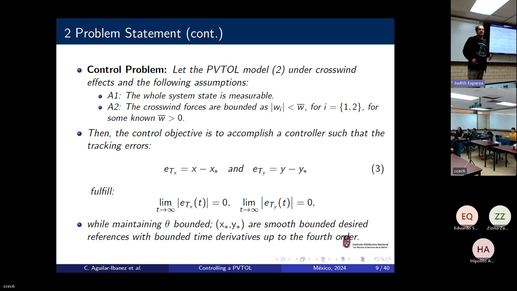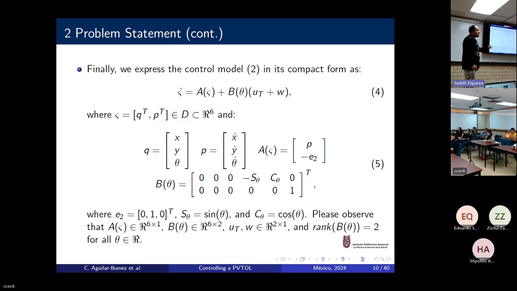This is a kind of assumption, but we can make this consideration if the models are able to deal with the maximum levels of wind. The next is a separation. We have a model where the control channel is mixed with the state channel. This is a common separation, with a part exclusively dependent on the states and a part dependent on the forces.